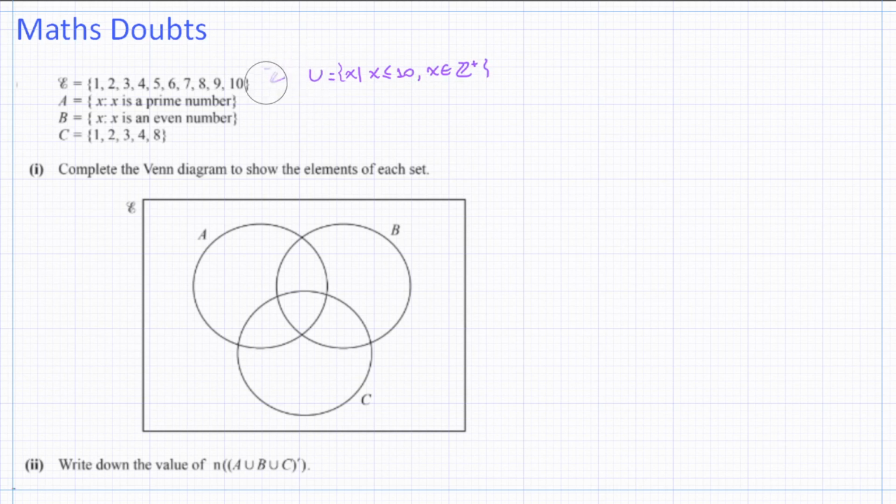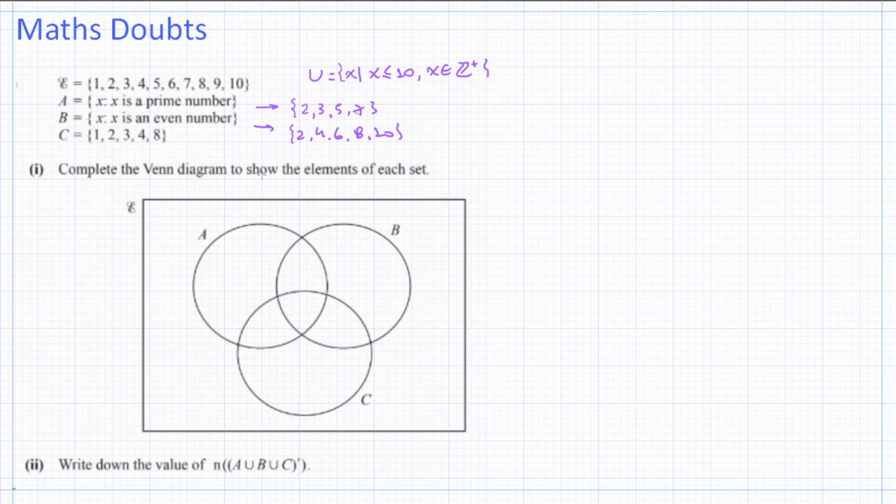Okay? So A is x such that x is a prime number, and B is x such that x is an even number. So what would those sets be? If my universal set is only numbers from 1 to 10, in set A we'll have only prime numbers: 2, 3, 5, and 7. What about even numbers? 2, 4, 6, 8, and 10. And C, another set, whatever set it is, 1, 2, 3, 4, and 8. Could be, I don't know, somebody's favorite numbers.